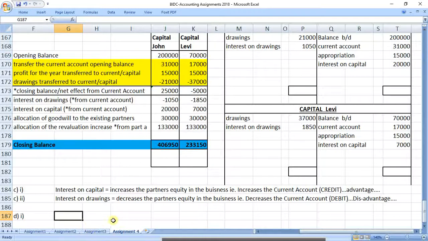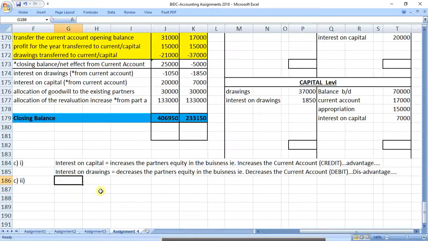Partnership. Oh, okay. I labeled this incorrectly. Okay, well then it would just be this. What does interest on capital do to the partnership? Interest on capital will increase the total benefits for the partnership. No. Other way around.